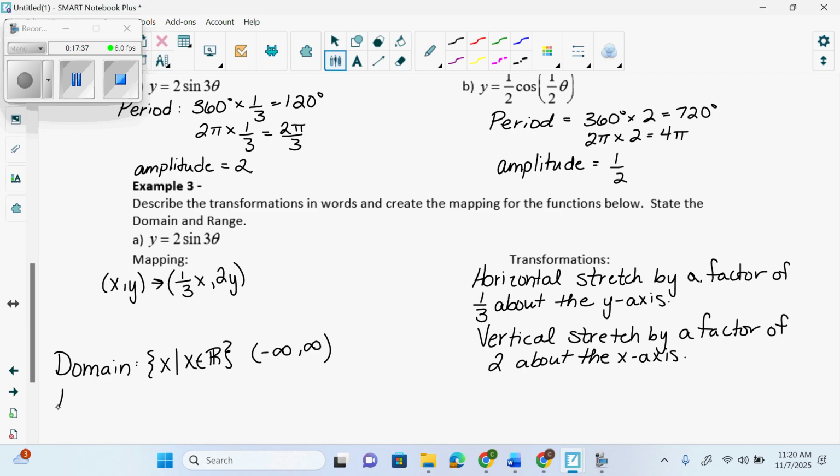Range. Y such that. Okay. Did this graph move up or down at all? No. So it's symmetrical about the x-axis. That means it's the same amount up as it is down, correct? Normally a sine or cos graph is 1 up and 1 down, correct? This one's vertically stretched by what? 2. So now instead of it being 1 up, it's going to be 2 up and 2 down. So it's going to be -2 is less than or equal to y, is less than or equal to 2. Y is an element of the reals. In interval notation, -2 to 2.